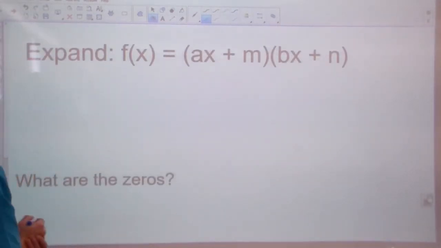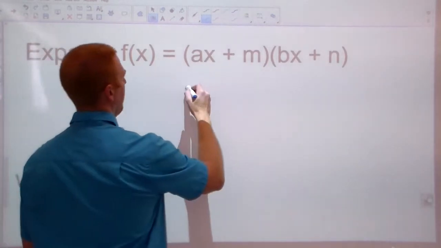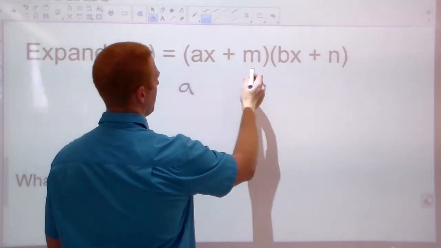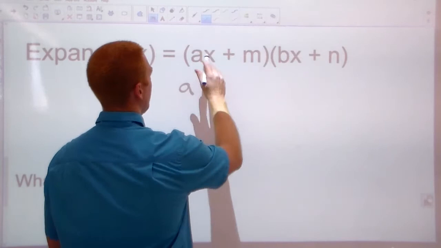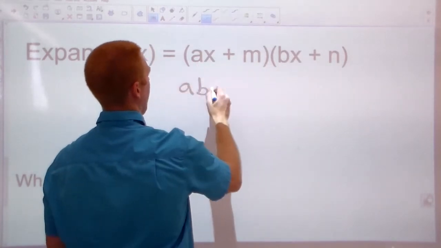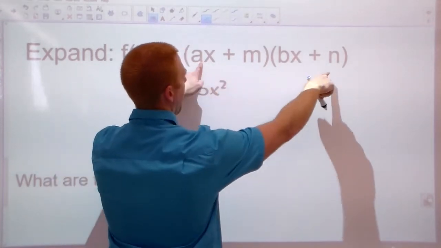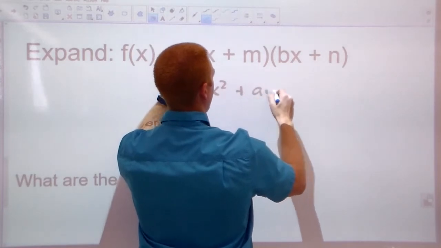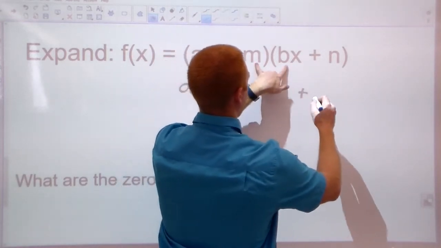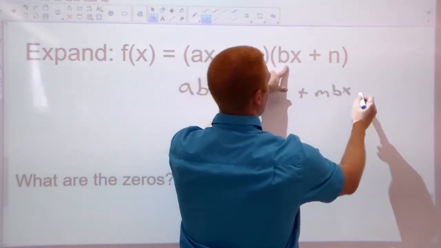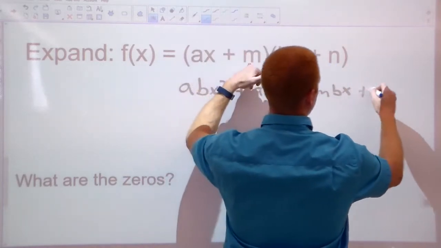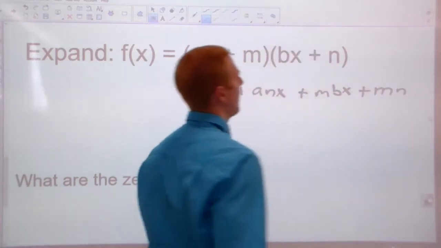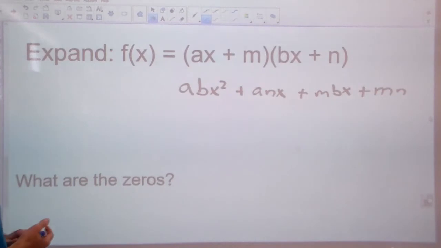So let's expand something that's all variables. So (ax + m)(bx + n). So first times first would be abx². Outside 2 would be plus anx. Inside would be mbx. And then last, plus n times n. So that's the expanded form of that.